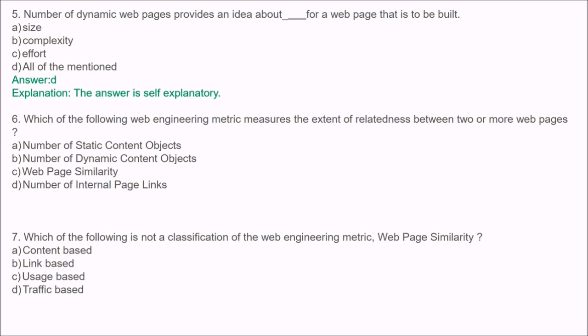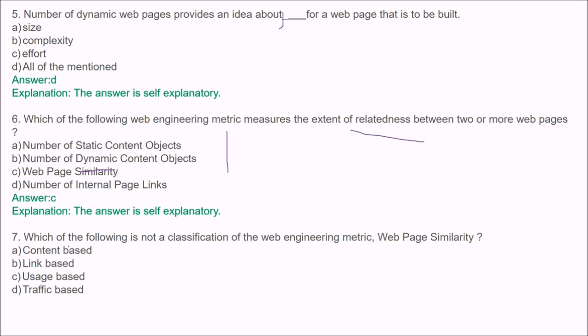Now the next question is, which of the following web engineering metrics measures the extent of relatedness between two or more web pages? We have to find the web engineering metric that measures the extent of relatedness between two or more web pages. So these are the options for you. Can you answer? The answer is C, that is the web page similarity. This is the web engineering metric measurement.